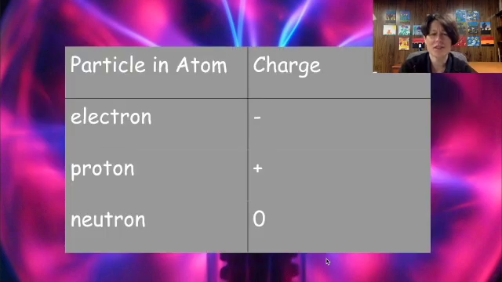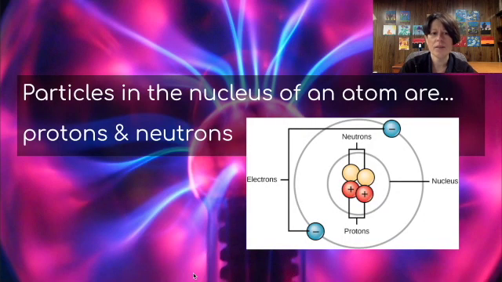Let's take a look at the charges that are in an atom. First, the three particles that are in an atom are electrons, protons, and neutrons. Electrons have a negative charge, protons have a positive charge, and neutrons have no charge at all. And the particles in the nucleus of an atom are protons and neutrons. And here we have a diagram of an atom. So we have the protons, which are positive, the neutrons, which have no charge. So the nucleus of an atom is positive, and then around the nucleus there are electrons, and they are negative.